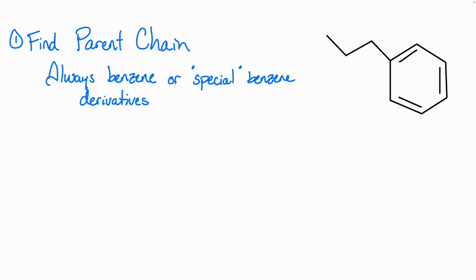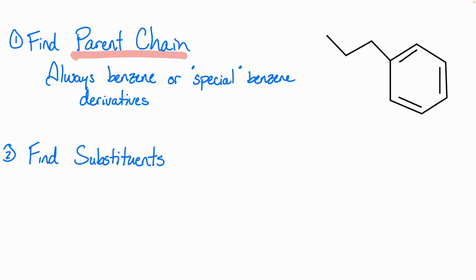All right, so step 2, you're going to find and name your substituents. Okay, so my parent chain here is that benzene ring. My substituents are what's sticking off of that parent chain. What would we call this alkyl substituent here? 3 carbons would make this a what type of group? A propyl group.